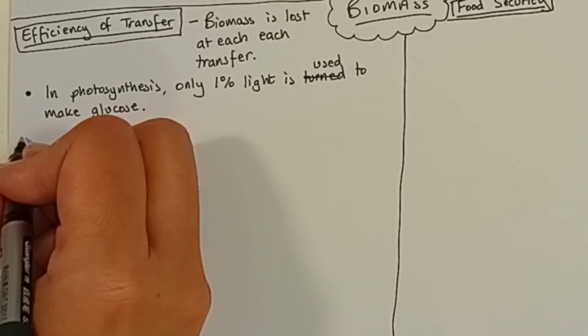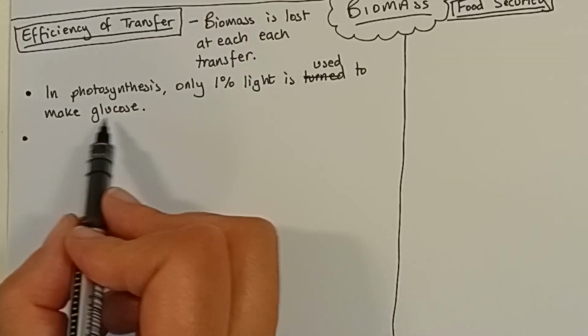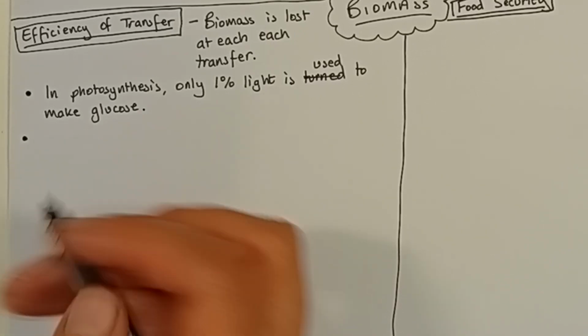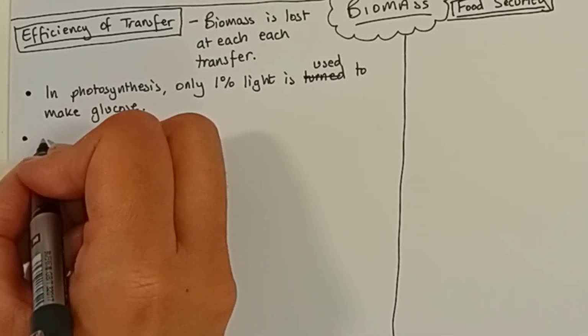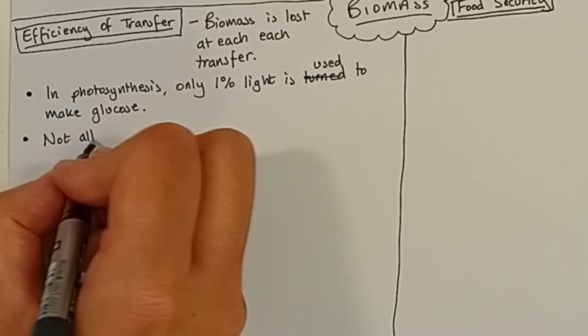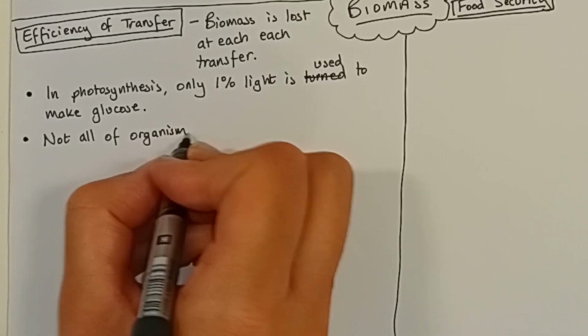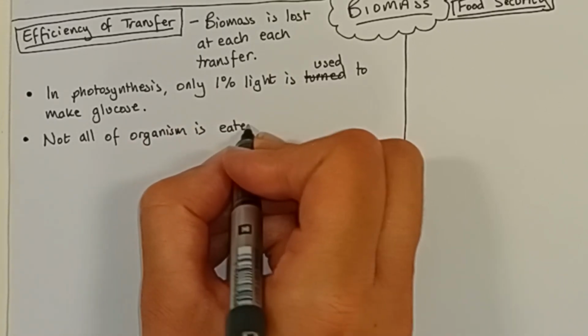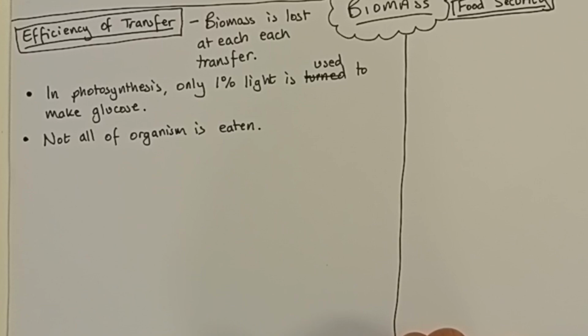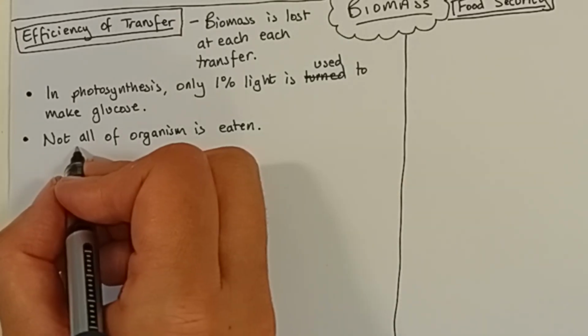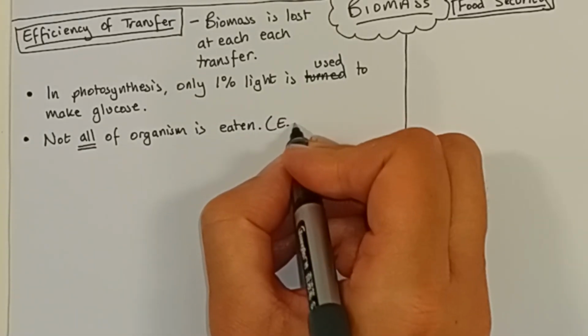So once we've got our plant, our producer, and it's grown, it's made its own glucose, not all of that organism is eaten. For example, in our first food chain, the green fly tend to eat the flowers and the leaves. They don't eat the roots, so the roots are left behind. But in potatoes, you eat the roots, but not the leaves. So we don't eat all the organism, e.g. roots.